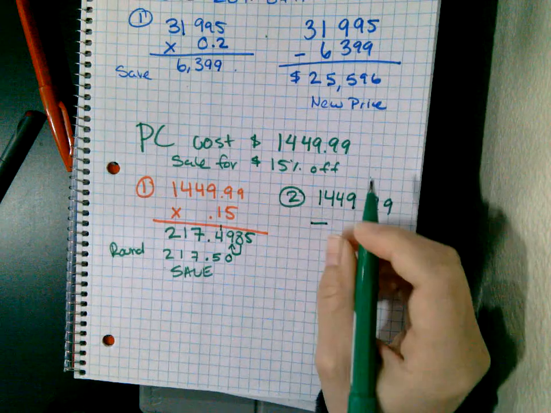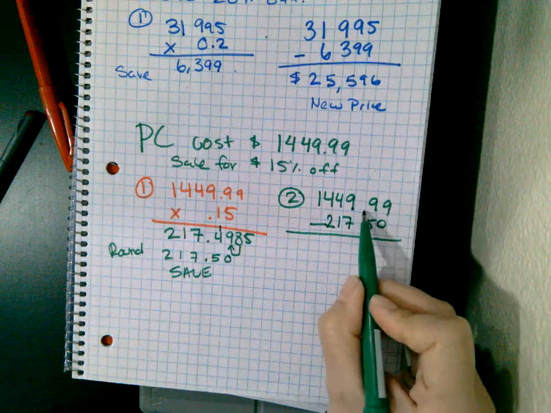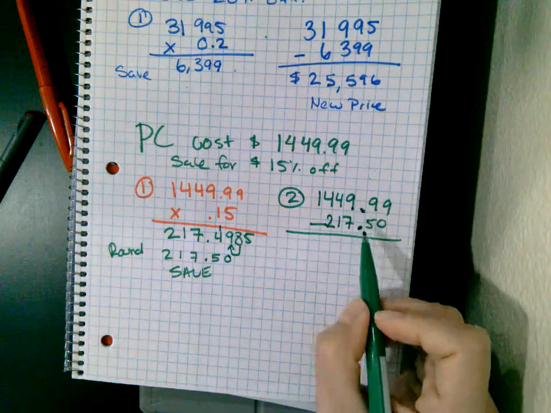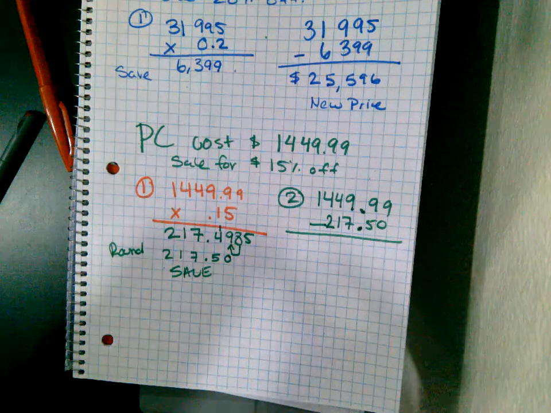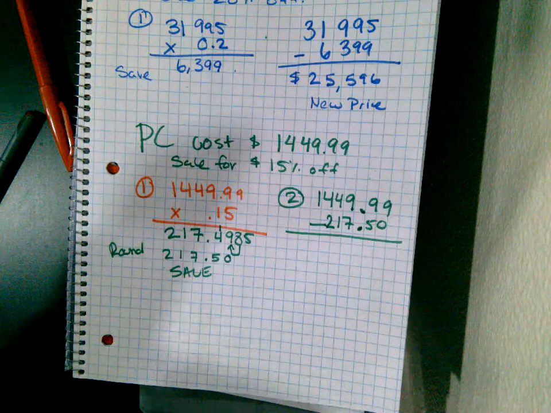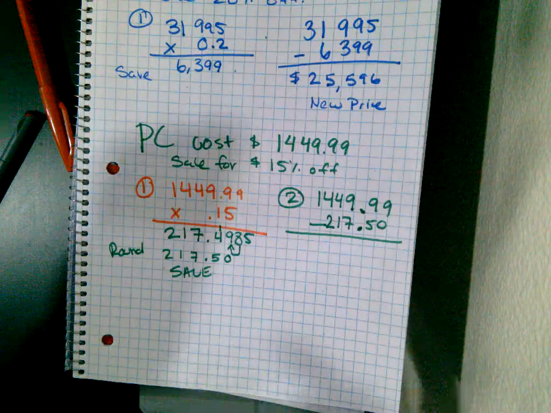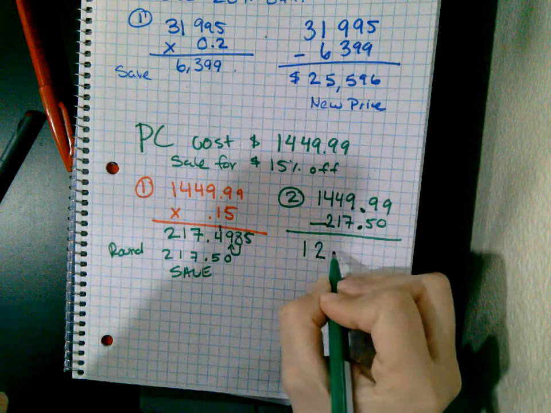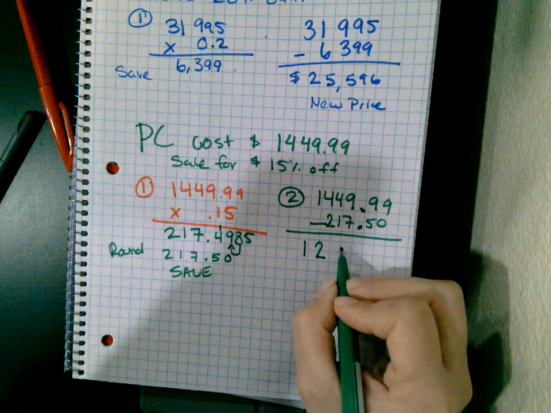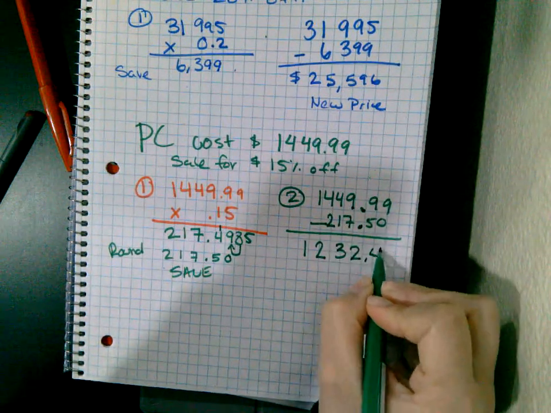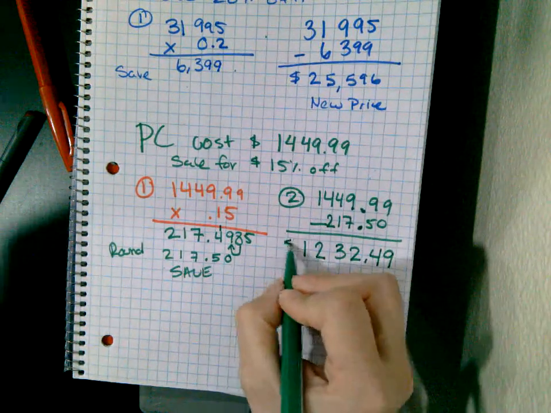So step number 2, $1,449.99 minus 217 with 50 cents. Here, I want you to make sure you line up your decimals. Okay, it's very important. Even though we're doing it on a calculator, you still want to line up everything. All right, let's do this. 1,449.99 minus 217.50. No, not 12,000. Is it 1,232? Yep, $1,232.49.